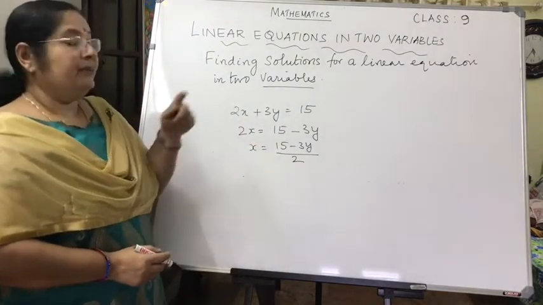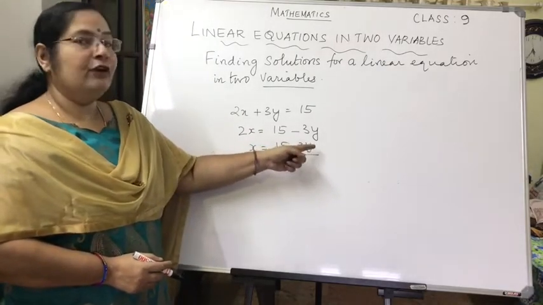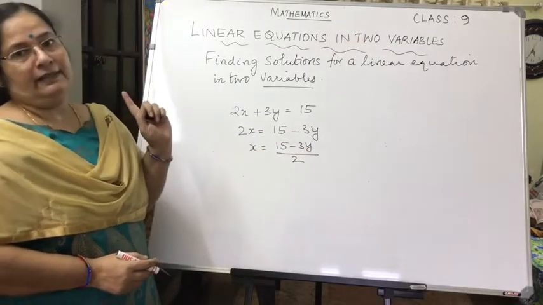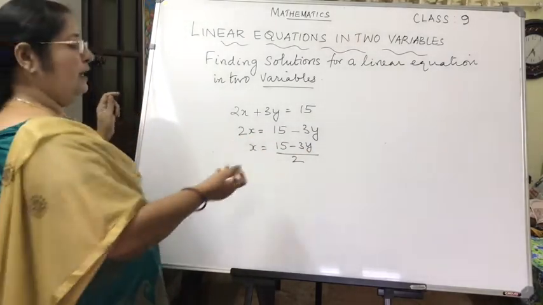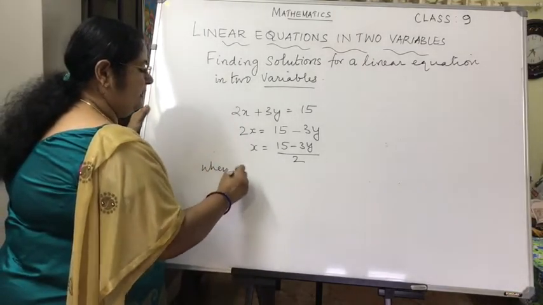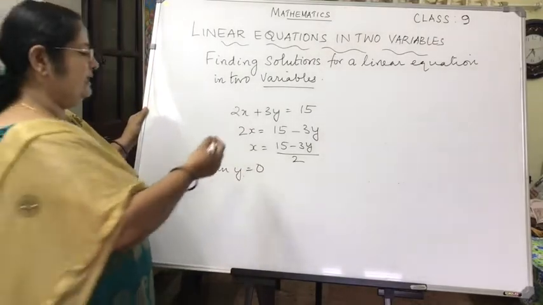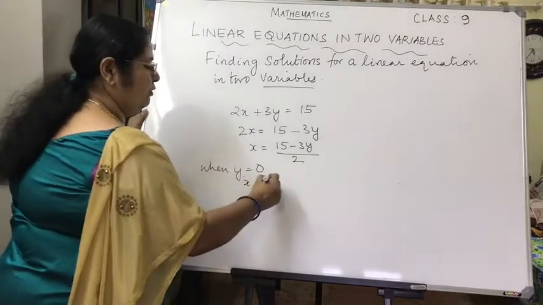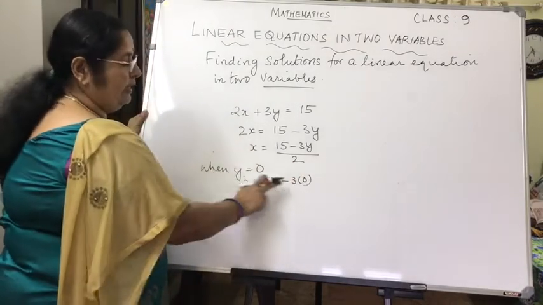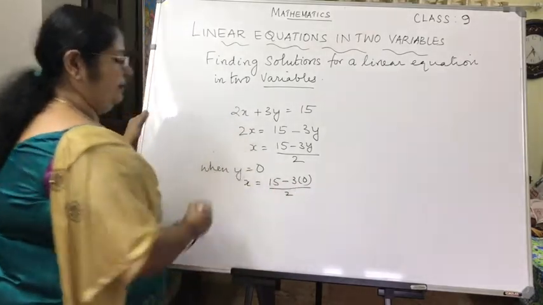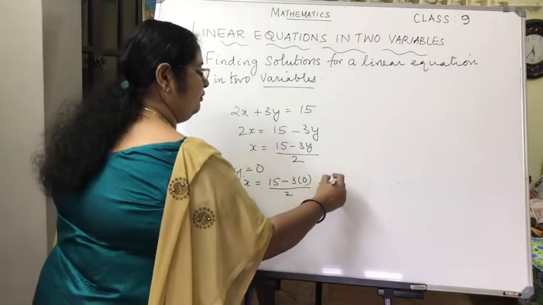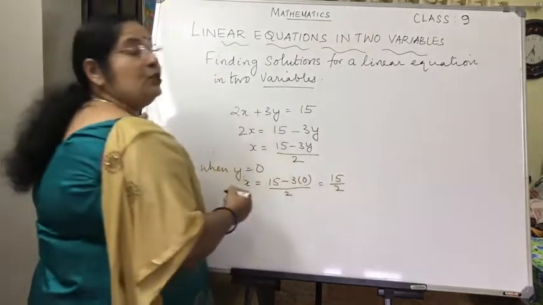Now what are you going to do? You will assign values for y, substitute that value of y here and get the value for x. So let us try finding the values for x by putting values for y. First case, let us put y equal to 0. When y is 0, what is the value for x? x will be equal to 15 minus 3 into 0, the value of y given as 0, the whole divided by 2. So 3 into 0 is 0, 15 minus 0 is 15. 15 by 2.